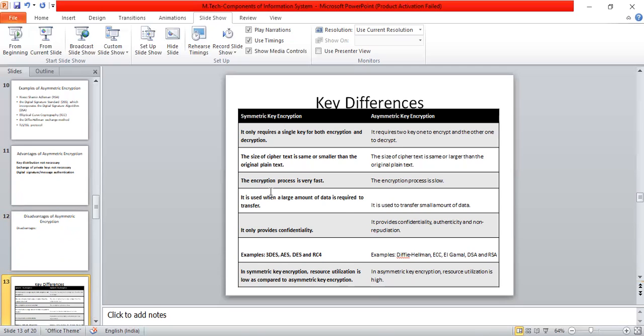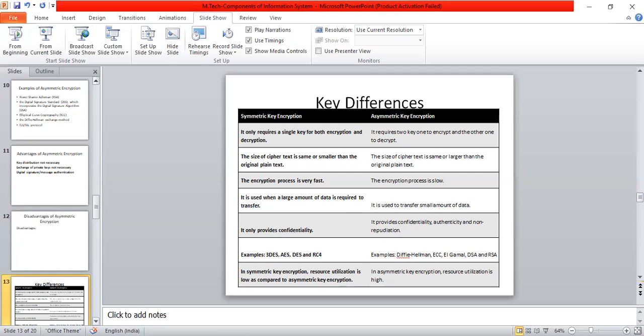Another difference is that in symmetric key encryption the encryption process is very fast, but in asymmetric key encryption the encryption process is slow. Symmetric key only provides confidentiality. Asymmetric key provides confidentiality, authenticity, and non-repudiation. Symmetric key is used when a large amount of data is required to be transferred. When a small amount of data is transferred, you will use the asymmetric key.